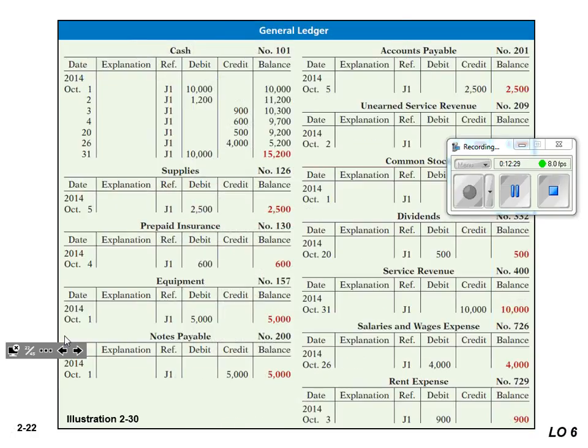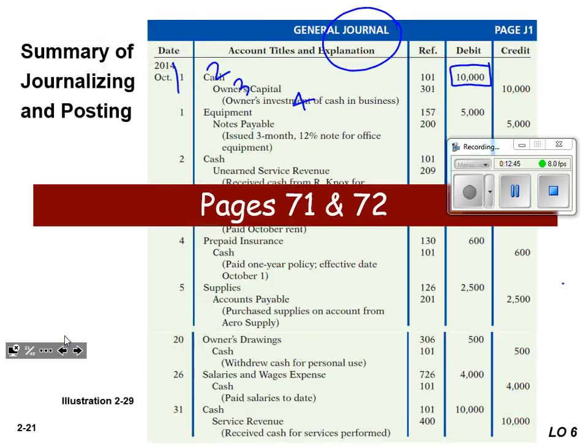I'm going to go say, okay, Cash, let's talk just about you for a minute. On October 1st, you increased by $10,000 and now you have a $10,000 balance. I'm going to take that number assigned to cash, which is its account number of 101, and go back and say, okay, in the general journal, I did the individual cash work in number 101. Now I'm going to go to the next one.